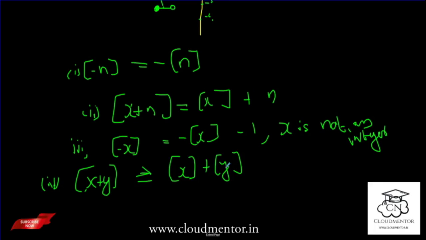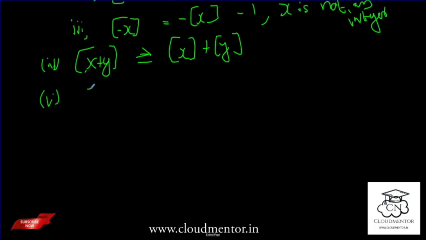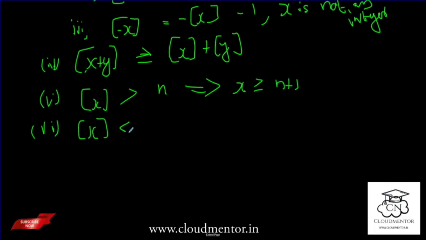Okay. And now the greatest integer of x is greater than n, which implies x is greater than or equal to n plus 1. And now the next one, greatest integer of x is less than n, which implies x is less than n. Okay.